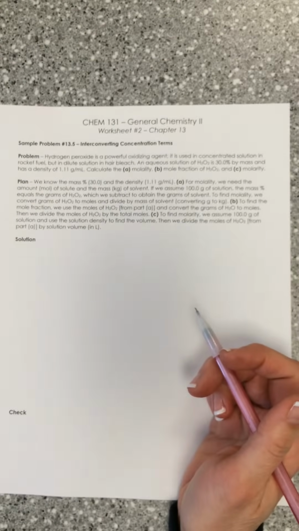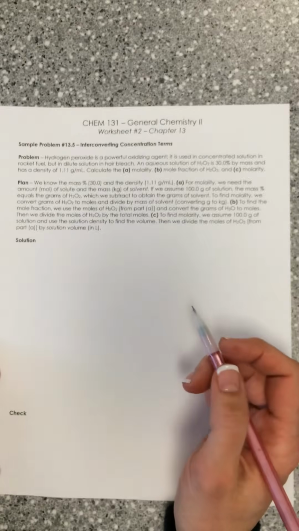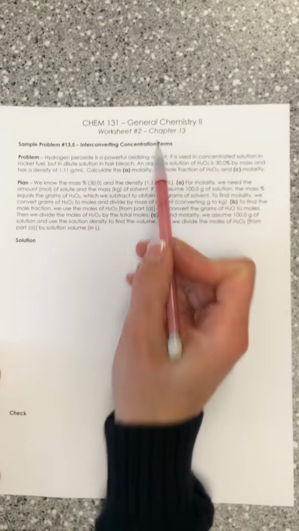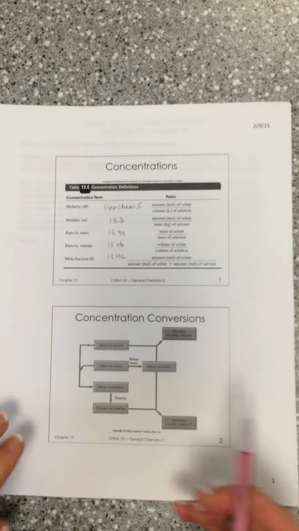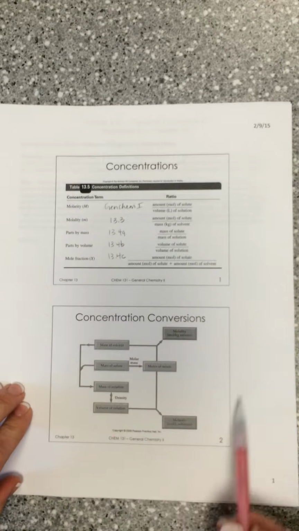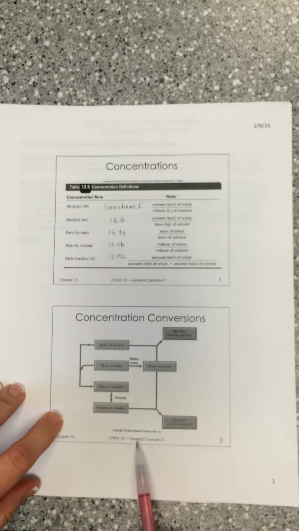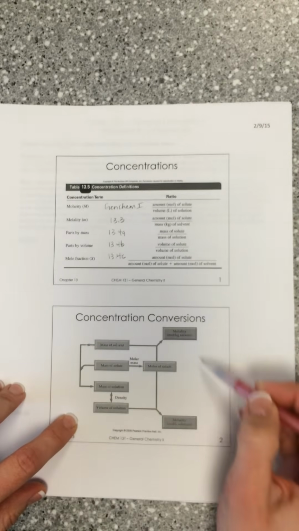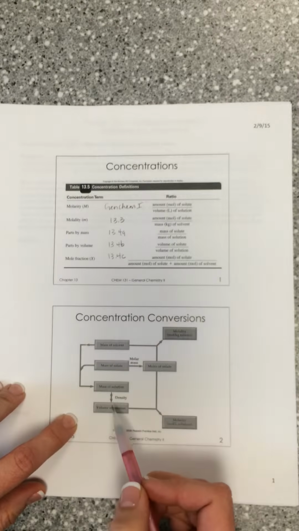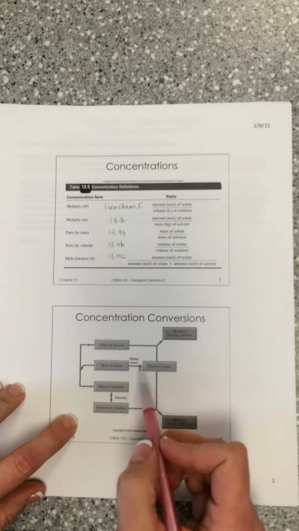Okay, our last problem here in this section on calculating concentration has to do with interconverting concentration terms. And looking at our handout from class today, we're going to be using this bottom figure, particularly for part C, where we need to interconvert molality and molarity. And what we'll see here is that there's several pieces of information that we need to make sure we utilize.